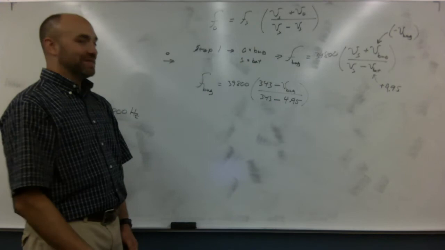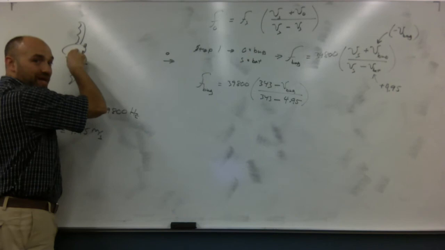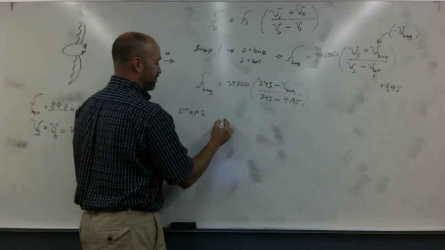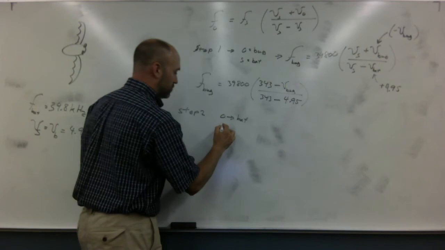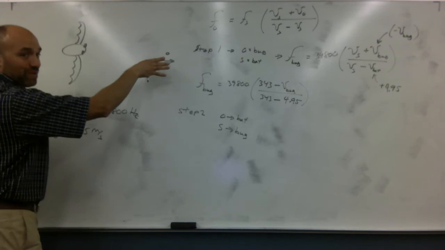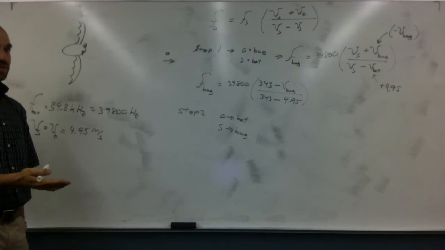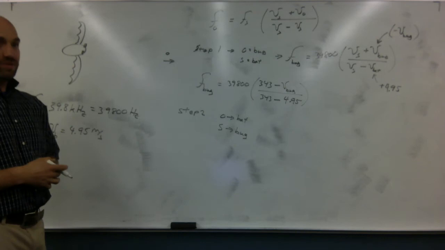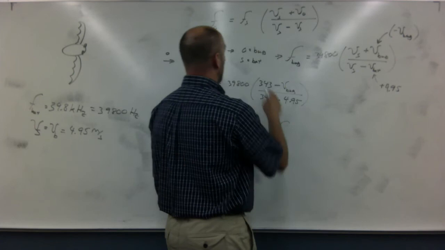Well, where we're going to get that is from the sound wave now bouncing off the bug and flying back to the bat. So now, in step two, the observer is the bat, and the source is the bug, because that same original sound wave is now bouncing off of the bug, leaving the bug and coming to the bat. Does that make sense? How this becomes the source and this becomes the observer? Yep. So now our equation is going to be frequency observed by the bat.